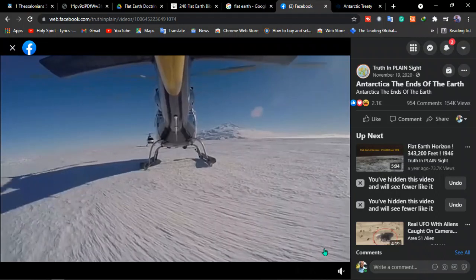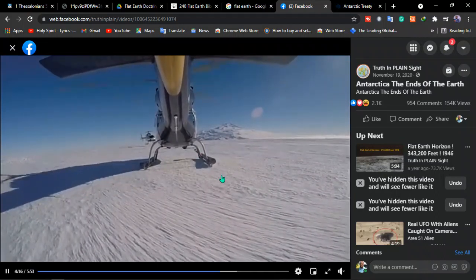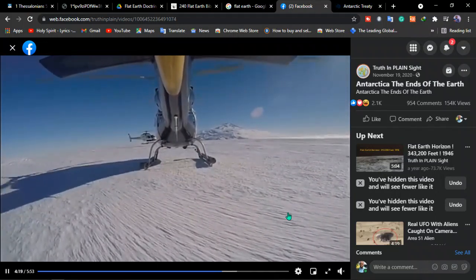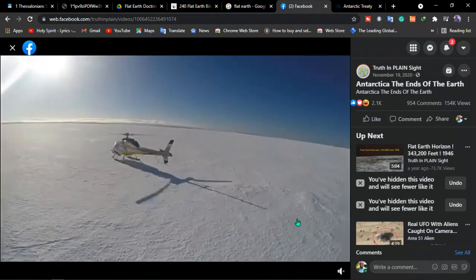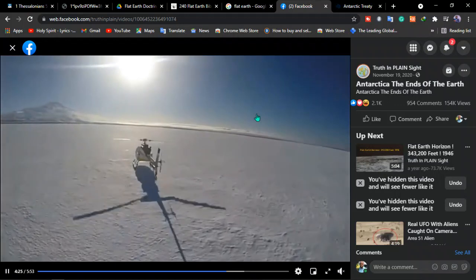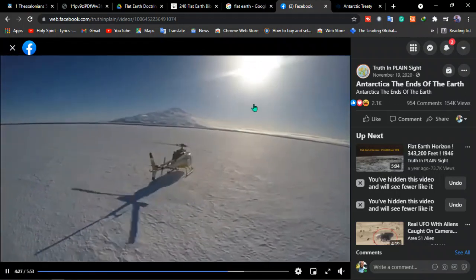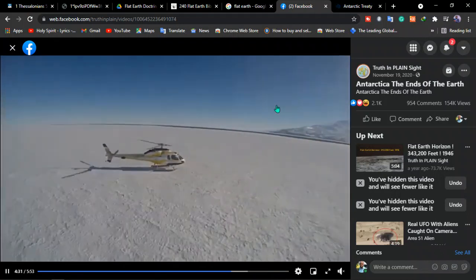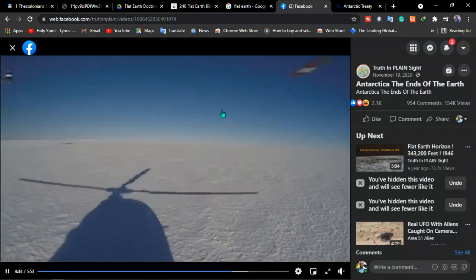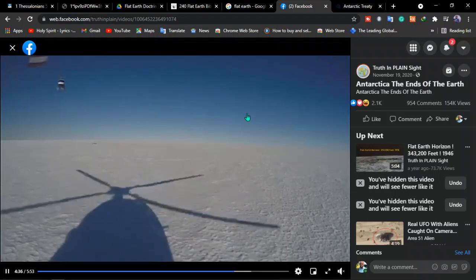All right? This helicopter stopped here. What has it destroyed? Nothing. Why don't they want people to go and do independent explorations there? You can see? Can you see the firmament from here? Can you see the firmament, my friends? Are you seeing the firmament? Are you seeing it?